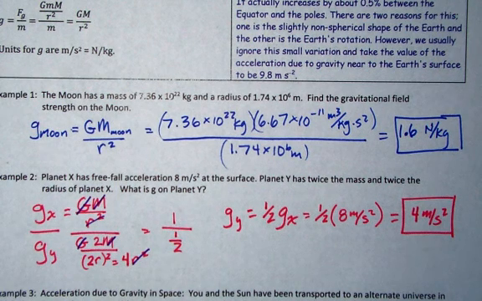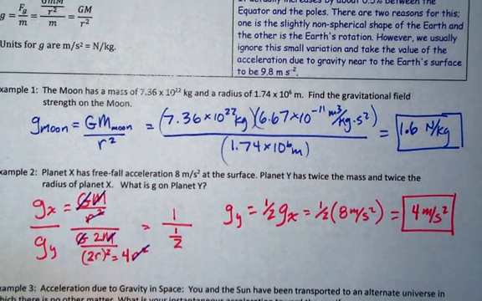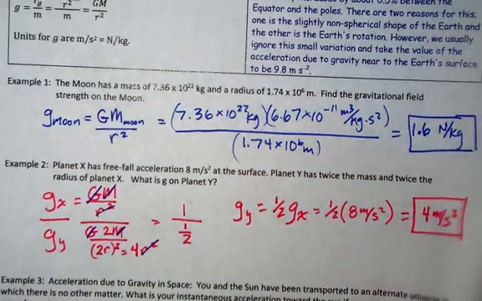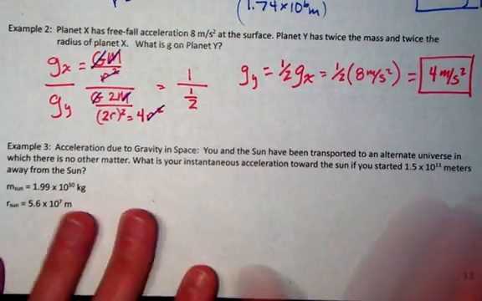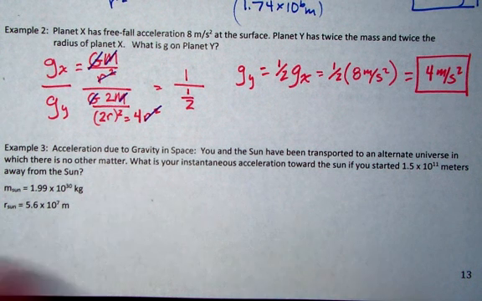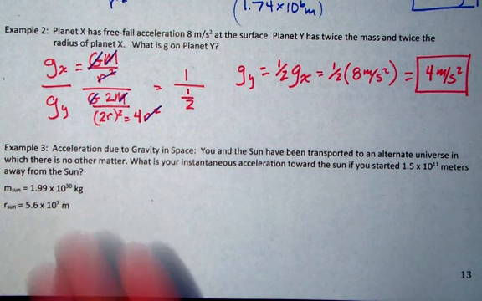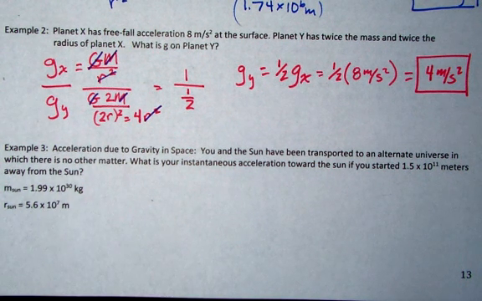And the last example for this page, we have acceleration due to gravity in space. All right, so you and the sun have been transported to an alternate universe in which there is no other matter. Okay, so can anybody tell me why it would be an issue if there was matter? Why would that be a problem? Yeah, because you would be attracted to everything in the way.